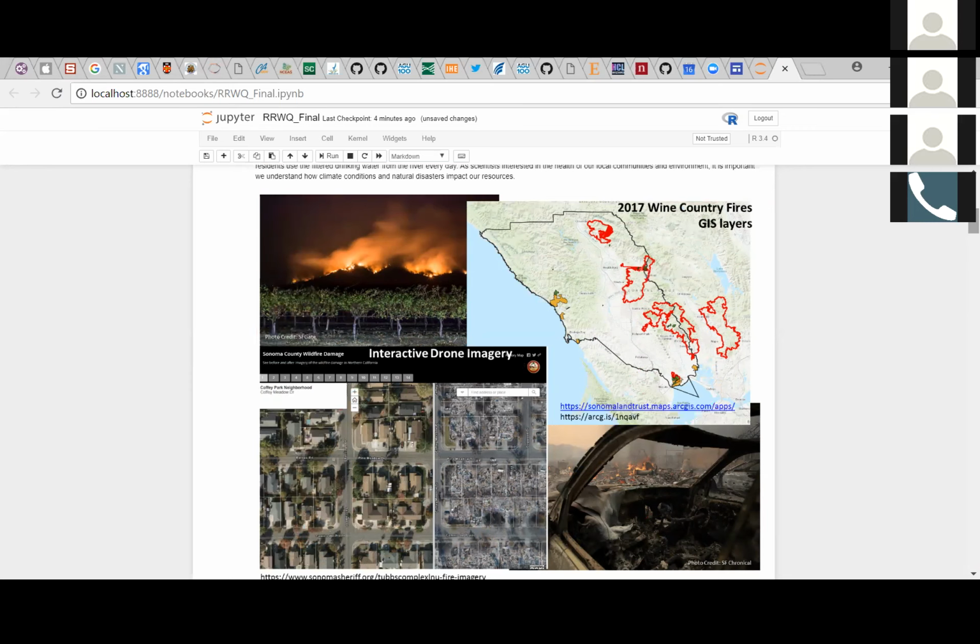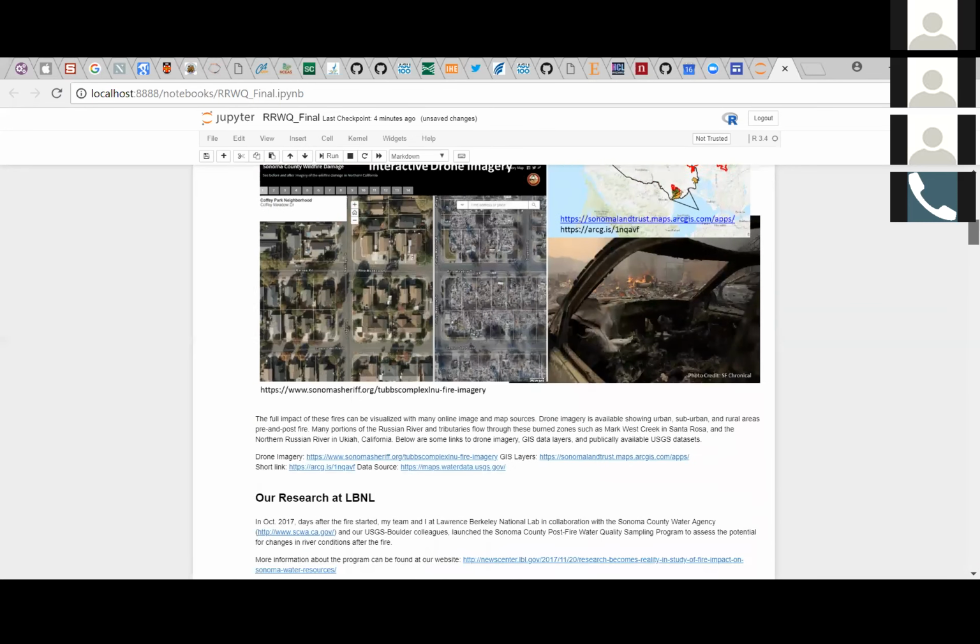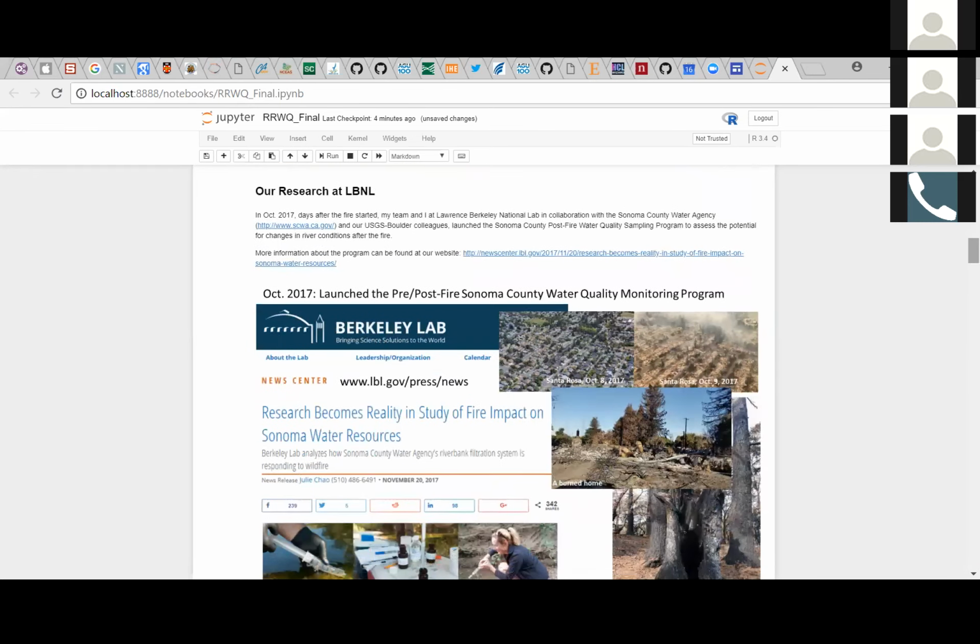What we're trying to look at within this research is how these fires have impacted our water resources. As I mentioned, if you're interested to find out more of what we've been doing at Lawrence Berkeley Lab, here's a website to one of our press releases. We have launched the pre and post-fire water quality sampling program with our collaborators in the Sonoma County Water Agency, as well as within the USGS in Boulder, Colorado.